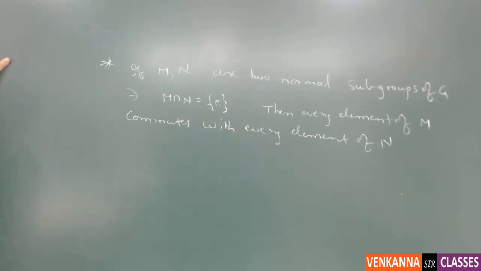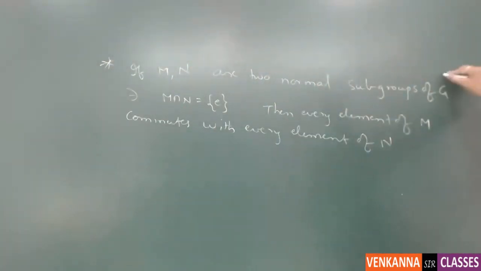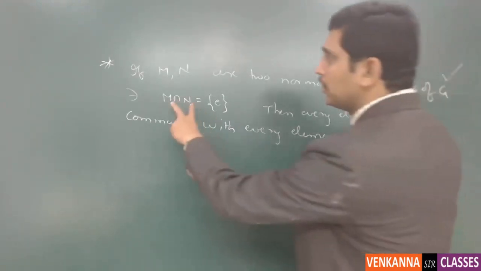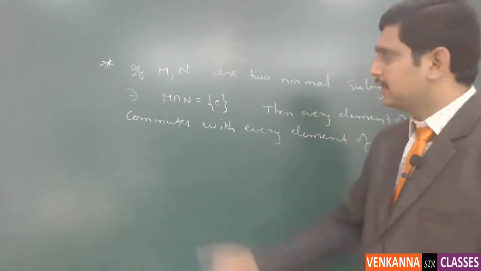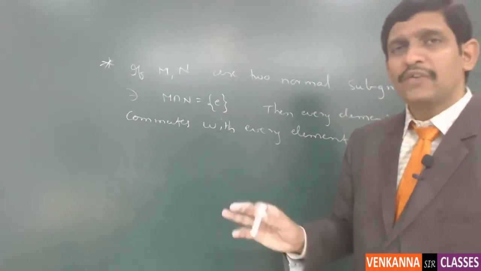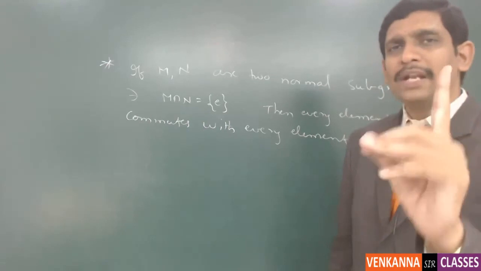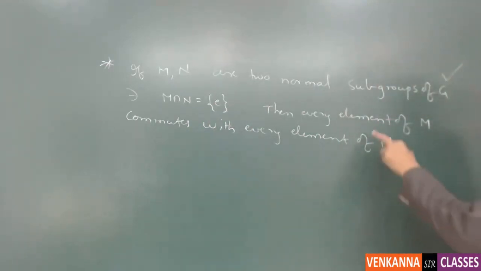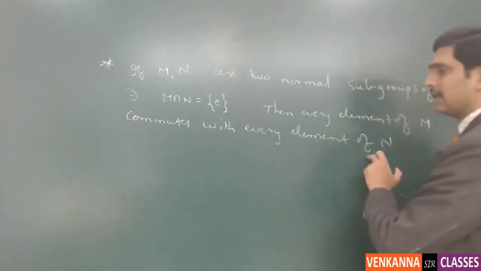So what is given in the problem: I took two normal subgroups of the group G. And what is one additional quality of these normal subgroups? If you consider their intersection, it has only one element, e. So in one way you can say that they are totally disjoint sets. There is only one element common, that is the identity. So you have to prove that every element of M commutes with every element of N.